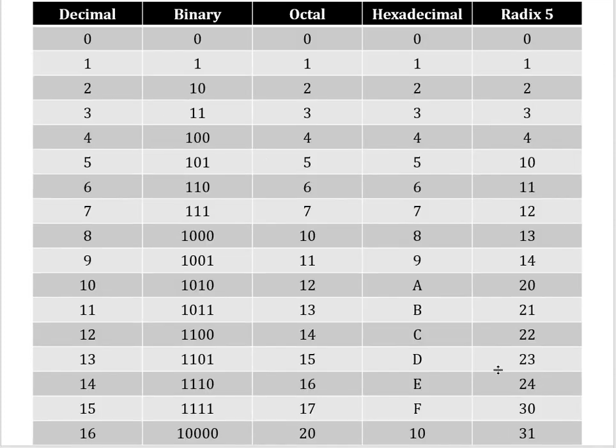Now this is the comparison table for the 16 numbers that we have discussed up till now: decimal, binary, octal, hexadecimal, and radix 5. Equivalent to the decimal, you are able to write 0, 1, then 10, 11, 100, 101, likewise as we have done in the previous case. In octal, we can go from 0 to 7. But after that 7, we need to start with 10, 11, 12, 13, 14, up to 17.